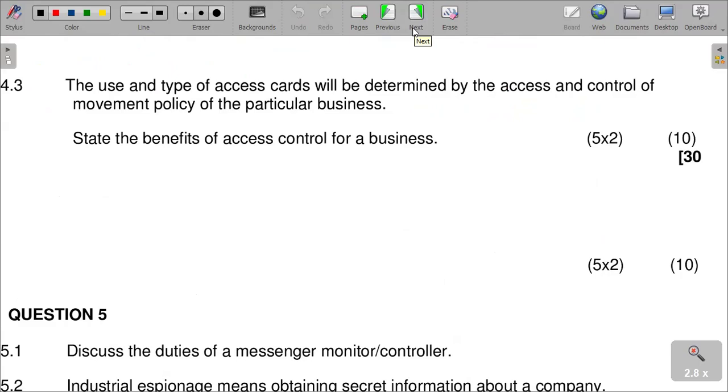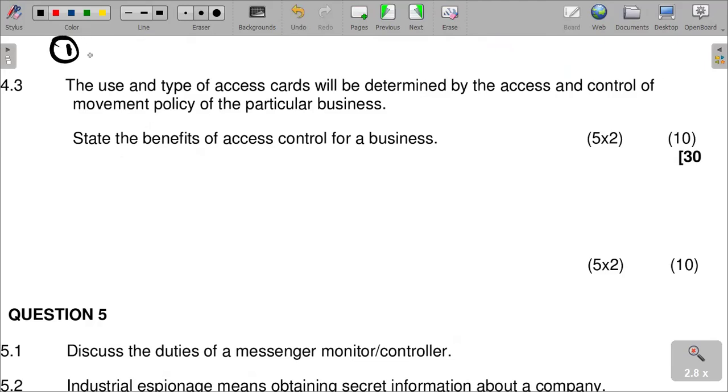And then the use and type of access cards will be determined by an access and control of movement policy of a particular business. So state the benefits of access control for a business. What are the advantages of access control for a business? Actually, one, it increases safety and security awareness. Access control improves safety.